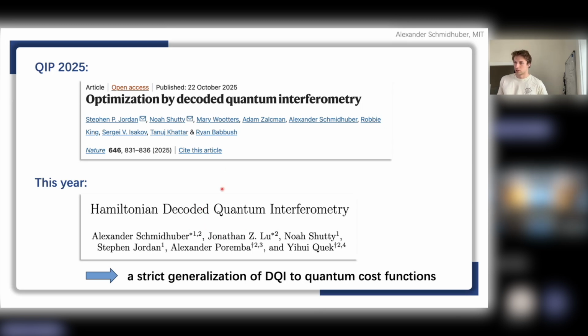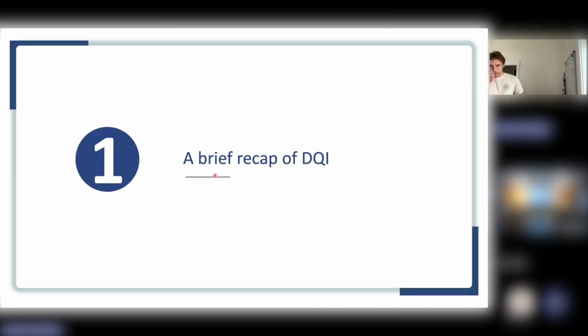So we strictly generalize DQI to the Hamiltonian setting. Let me start with a brief recap of DQI. I assume you've heard a little bit about it, but I'll just give a recap. If it's too slow or too fast, just let me know.